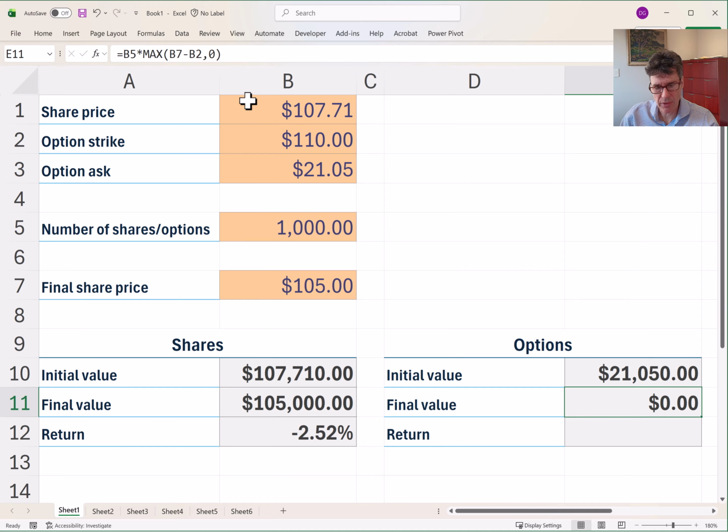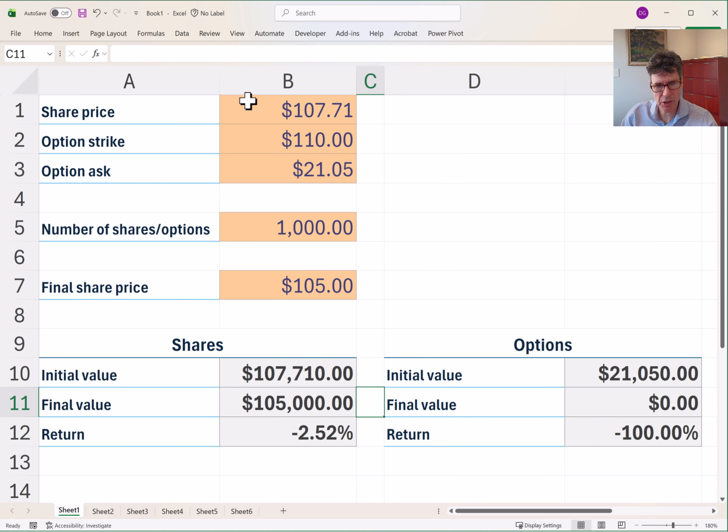Okay, so what's this going to do? If our share price is above 110, above the strike, we will receive money. That max is going to be a positive number. If it ends up at the strike or below, it's going to be 0. So here we have 0, and our return is 0 minus 21,050 divided by 21,050. We lose 100% of our investment.